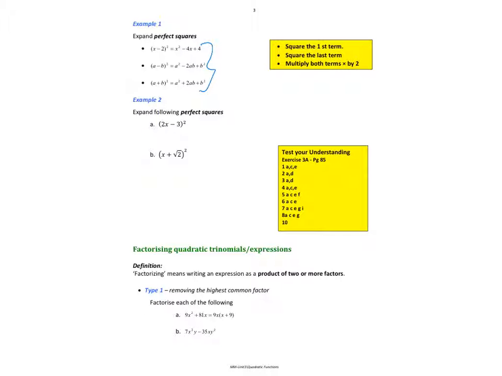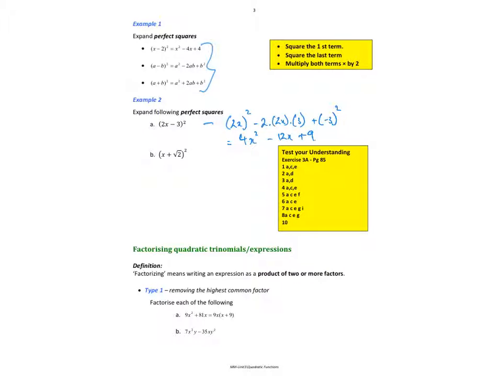So if we consider 2x minus 3 all squared, we have the first term all squared, minus, because there's a minus inside, 2 times 2x times 3, plus the last term squared. Okay, so if we expand all that, 4x squared minus 12x plus 9.